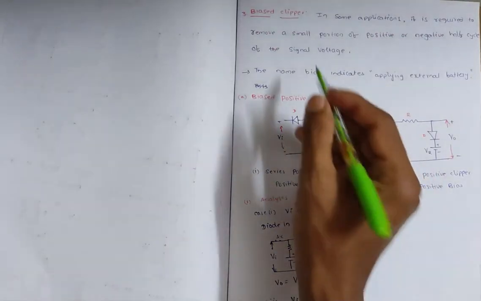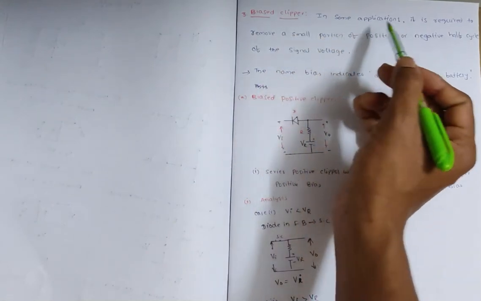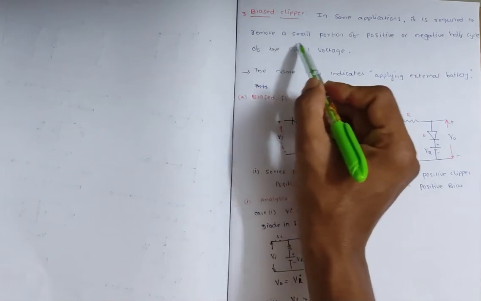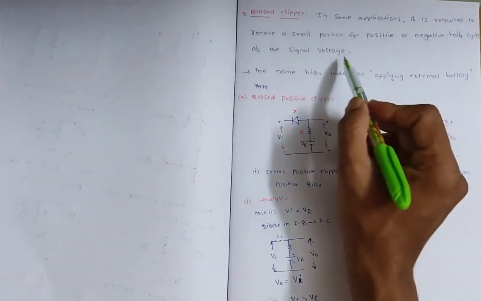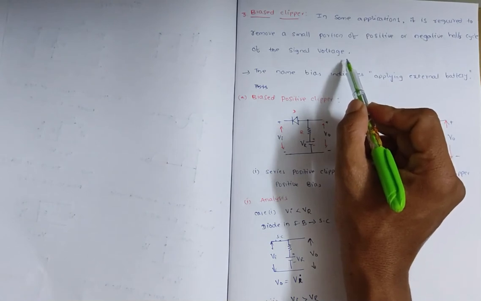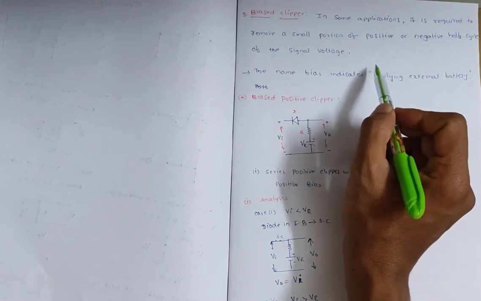Now we'll discuss the third type, that are biased clippers. In some applications, it is required to remove a small portion of positive or negative half cycle of the signal voltage. In positive clippers, we are removing the entire positive half cycle. In negative clippers, we are removing the entire negative half cycle.